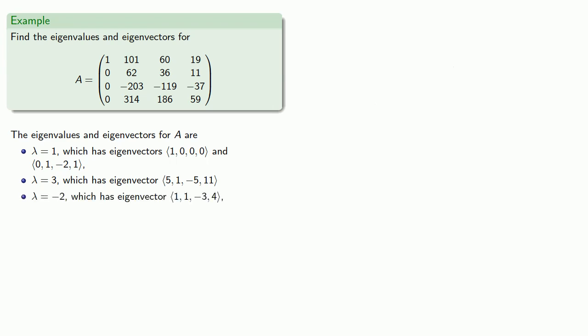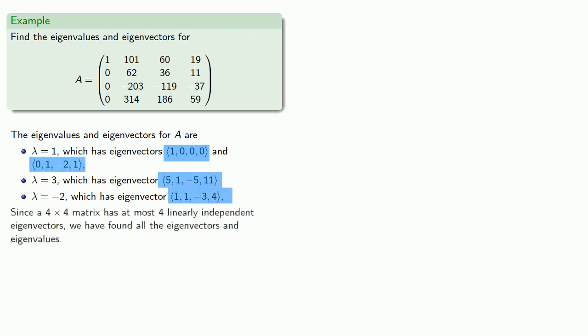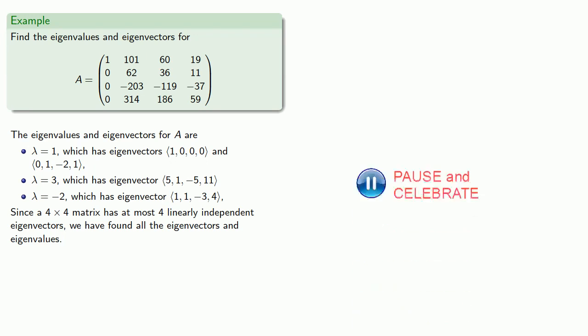And now we have 1, 2, 3, 4 eigenvectors, and since a 4x4 matrix has at most 4 linearly independent eigenvectors, we've found all of the eigenvectors and all of the eigenvalues. But before we celebrate too much, we should keep in mind that this only worked because we actually had 4 linearly independent eigenvectors. And so the question to ask is, will there be cake?